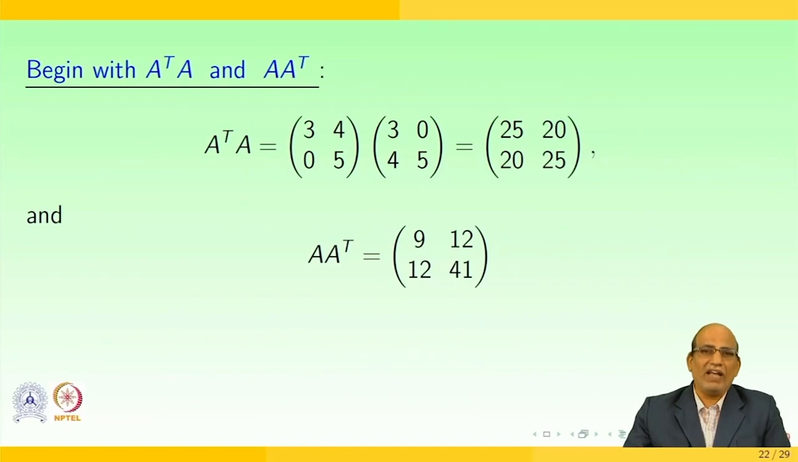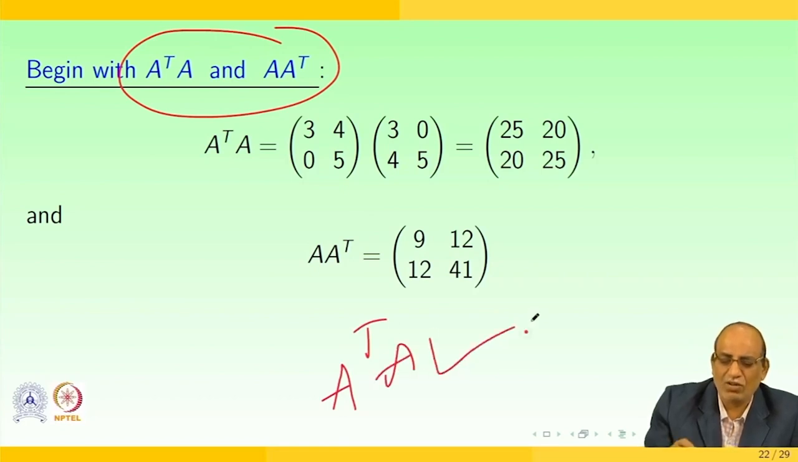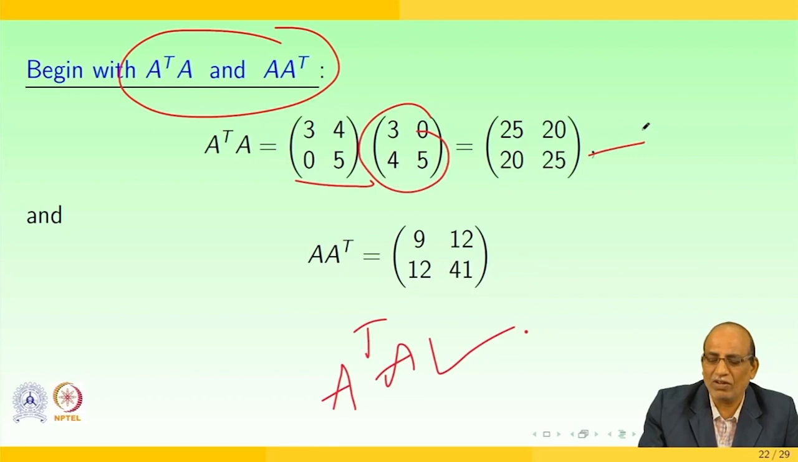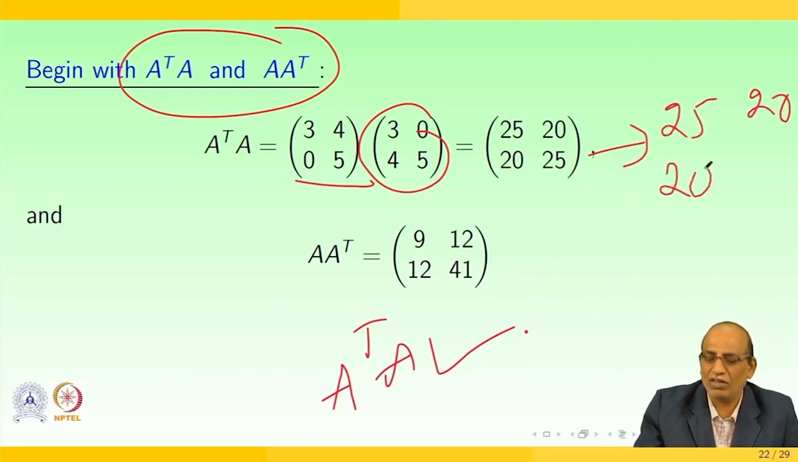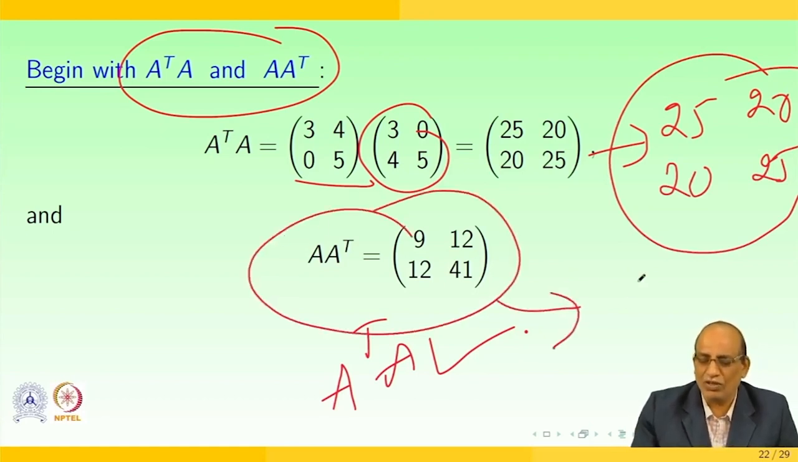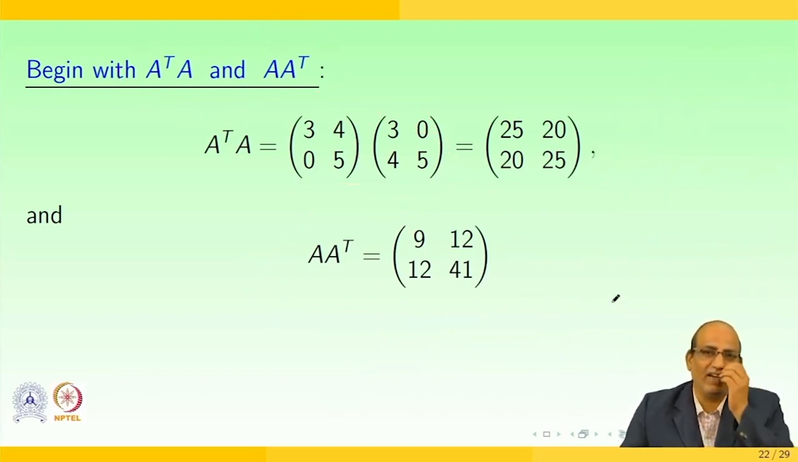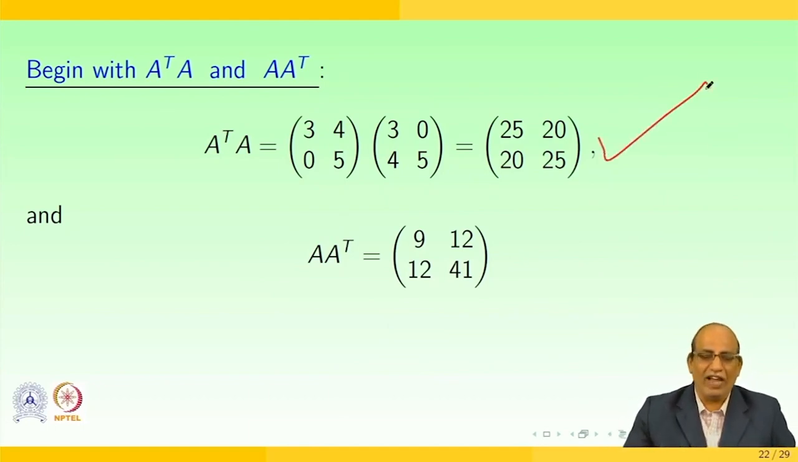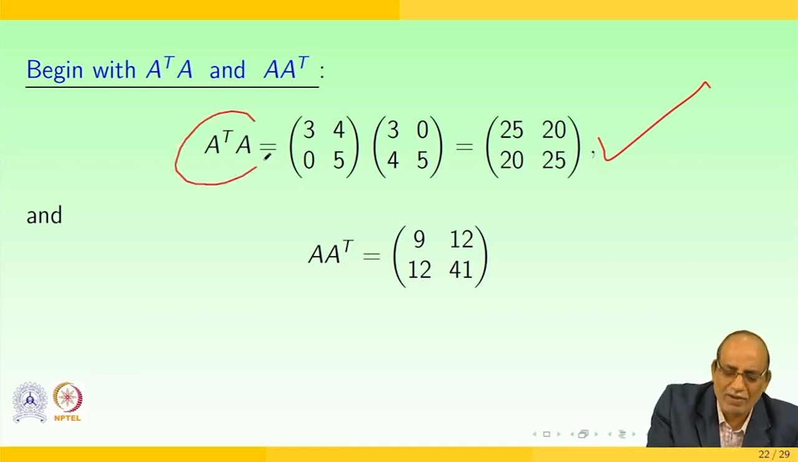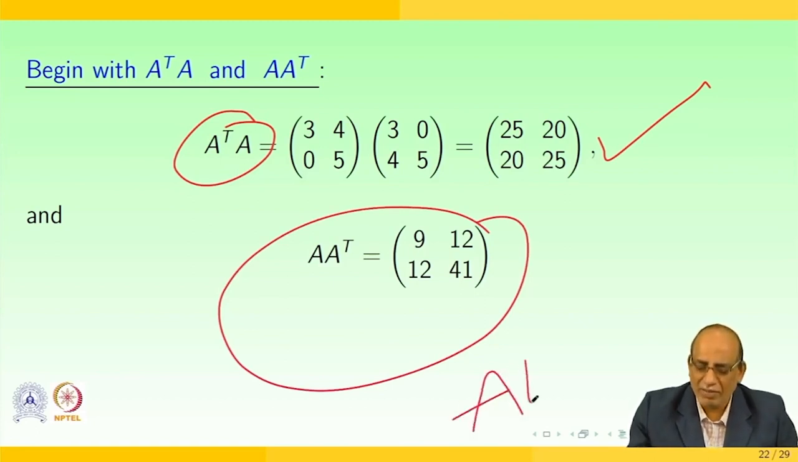Now, begin with A transpose A. Let us see what happens. A transpose A gives the matrix [25, 20; 20, 25]. Similarly, when you compute A times A transpose, you get [9, 12; 12, 41]. So the matrix obtained from A transpose A is this matrix, and the matrix A times A transpose is the other. In one you are pre-multiplying by A transpose, in the other post-multiplying. As you know very well, matrix multiplication is not commutative. That means A times B is not equivalent to B times A all the time.